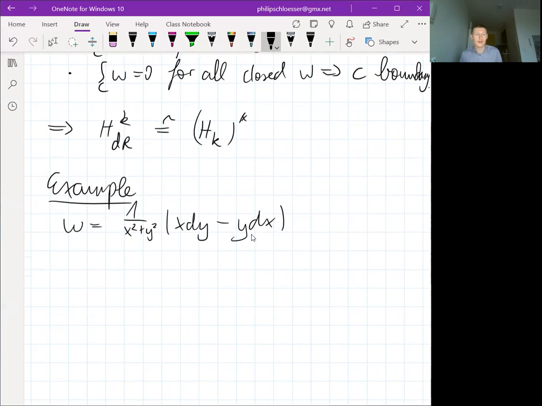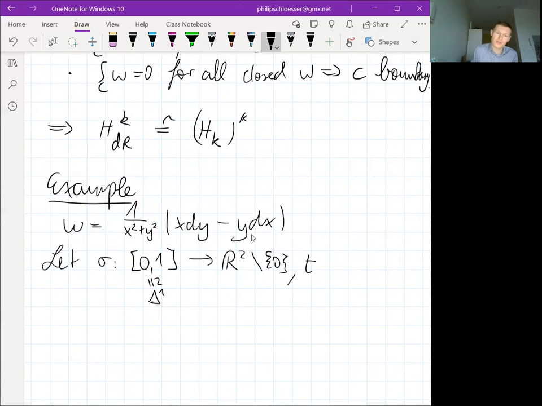So we have this, again, this closed form, and now we would like to actually really prove that it is not exact. And well, for that, we just have to integrate it along a cycle. Which cycle do we use? Well, I guess at this point, I've already identified the one simplex with the interval [0, 1] to R2 without 0. t maps to cosine of 2 pi t, sine of 2 pi t.